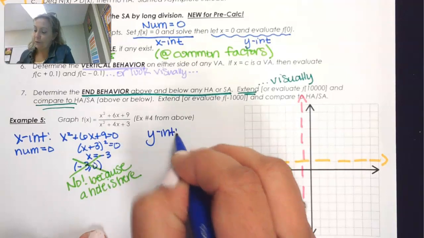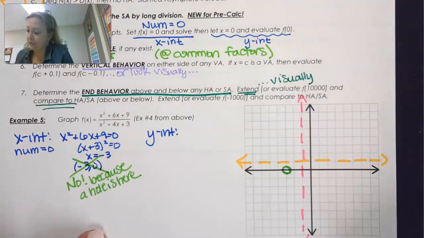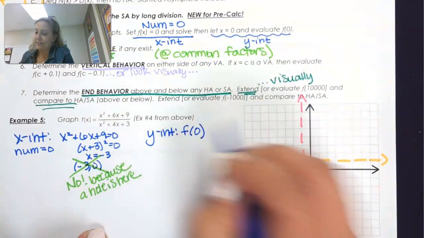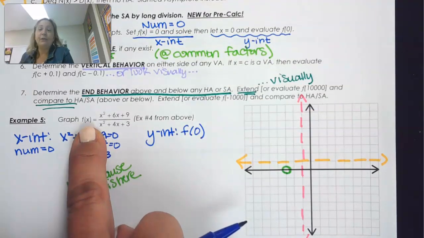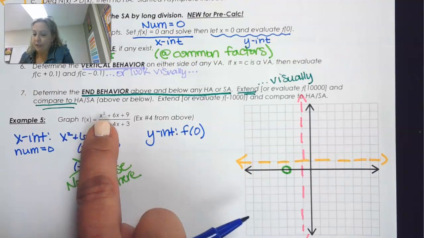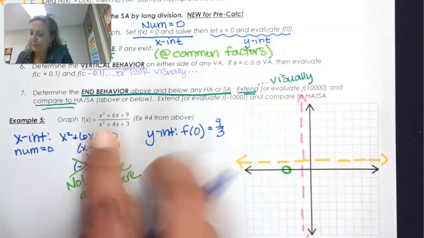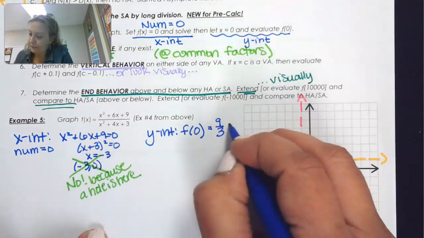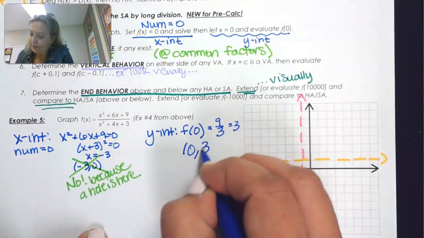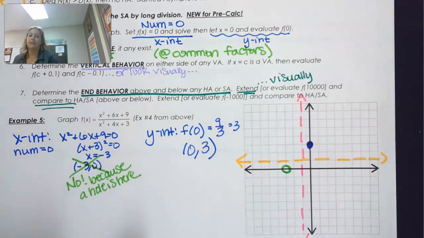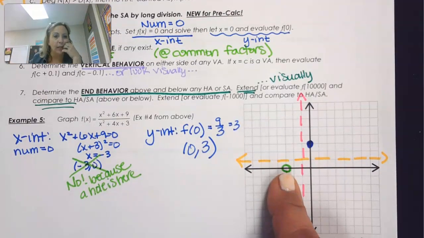But we should be able to have a y-intercept as long as we don't have a vertical asymptote at x equals 0. And so again, what you do to find the y-intercept is you find f of 0. So all the terms that involve x are going to cancel out. And so I just end up with 9/3, which is 3. So that means that my y-intercept is 0, 3. So 1, 2, 3. So there's my y-intercept. Okay. So that was step 4. We did step 5, the hole, already.